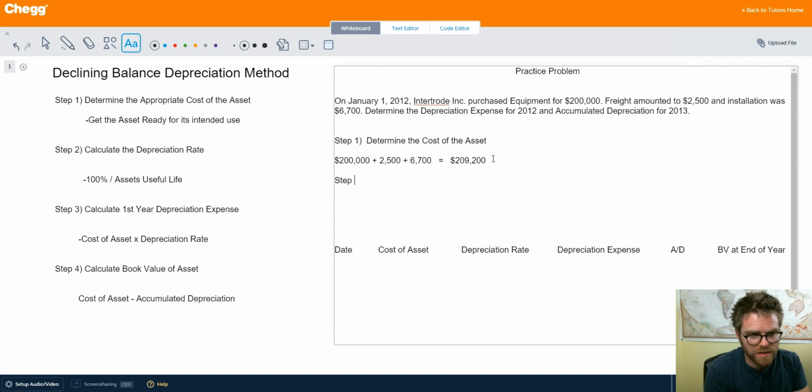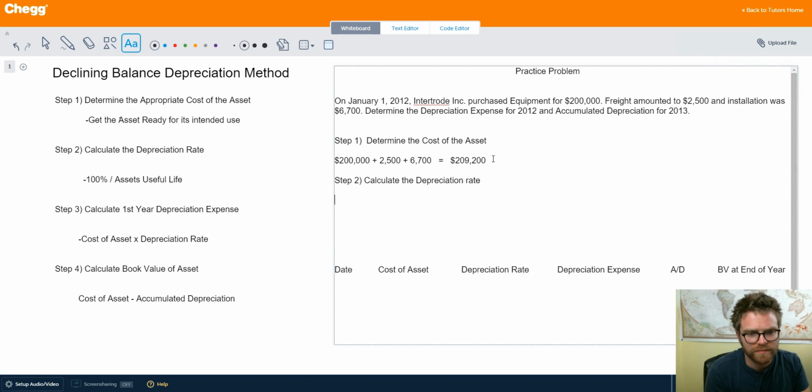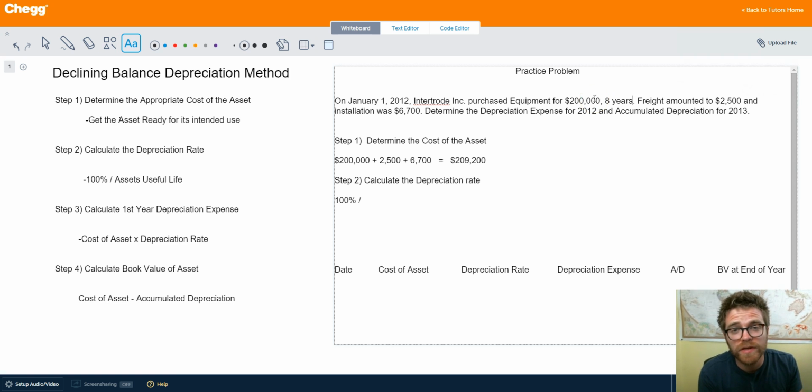So we know our cost here. Now let's go ahead and get our rate. So calculate the depreciation rate. So just take your 100%, and you forgot to add a useful life here. Let's just say it's 8 years. 8 years of useful life for this equipment. So 100% divided by 8 years. And we'll get, if I'm not mistaken, this is 12.5%. So it depreciates at a rate of 12.5% every year.